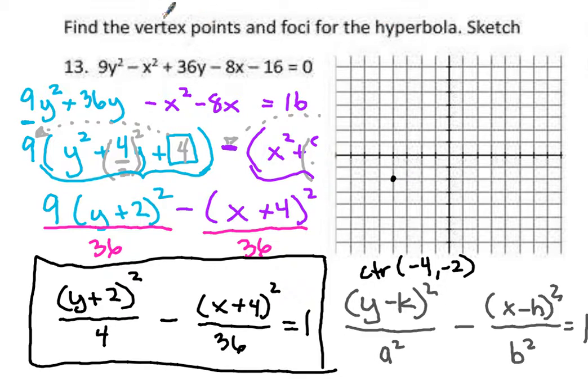Now because it's a hyperbola, I have to make a box, and in the y direction I go 2 units. And in the x direction, I go 6 units, which is the square root of 36. 1, 2, 3, 4, 5, 6. Okay, and this helps me to make my box. I put a box around here.